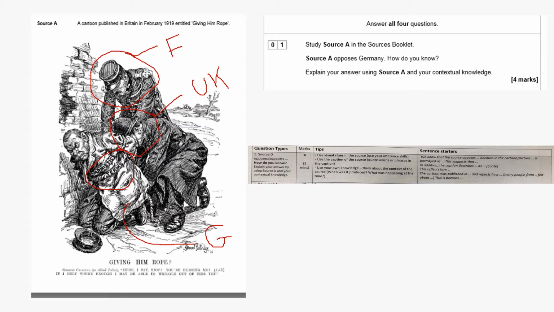Here's how you are going to go about writing your answer, with sentence starters. We know the source opposes Germany because in the cartoon picture, Germany is portrayed as a criminal. This suggests that Germany is to blame. That'd be our first point. Again, I don't want to give you too much guidance at this point. I'm giving you the sentence starters. This is about assessing what you know. At the end of this video, you'll see this question in more detail.